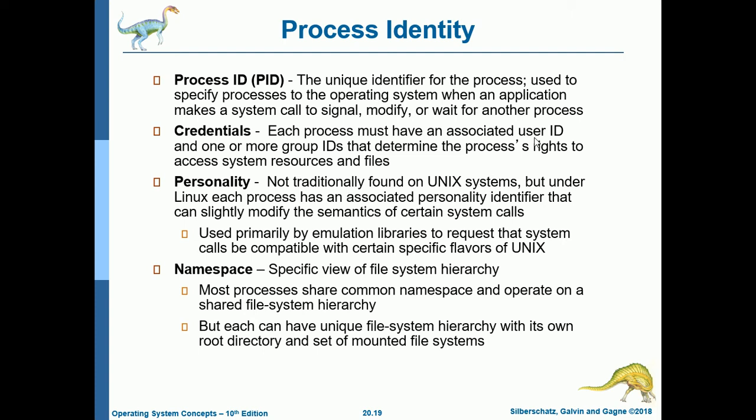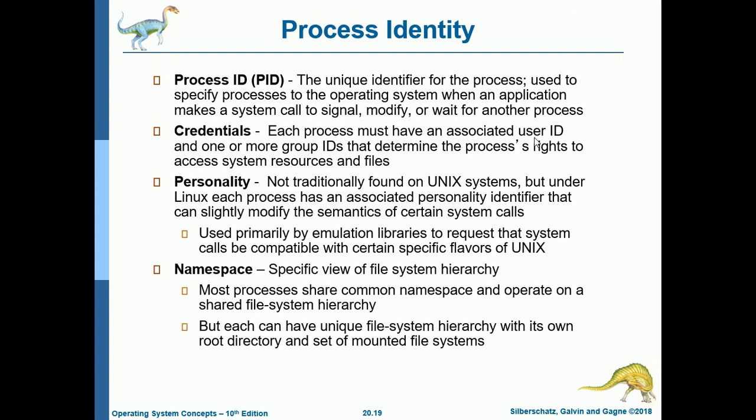Then next we have personality, though these are not really people, but for process identity, they have this personality. Not traditionally found on Unix systems, but under Linux, each process has an associated personality identifier that can slightly modify the semantics of certain system calls. This scheme is used primarily by emulation libraries to request that system calls be compatible with certain specific flavors of Unix.